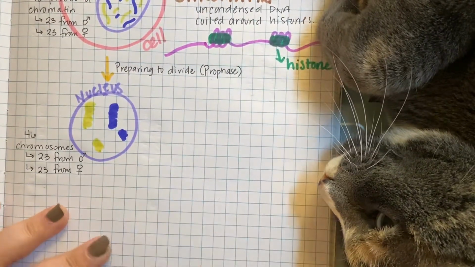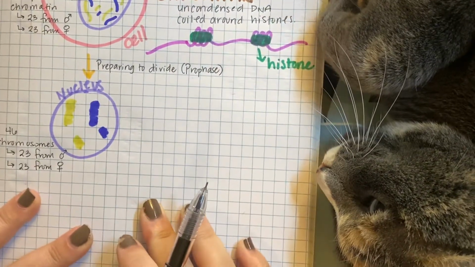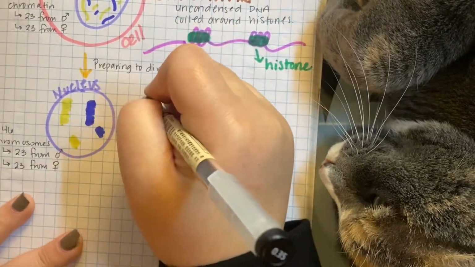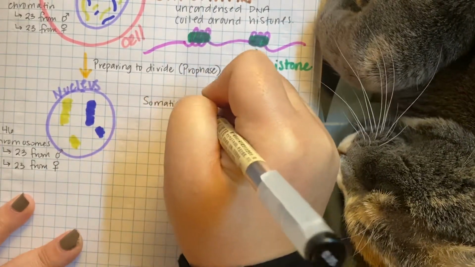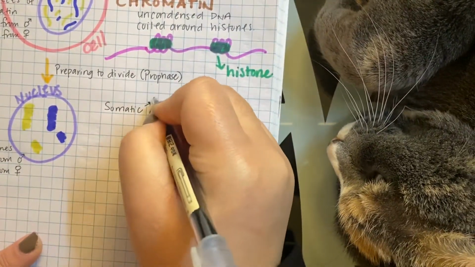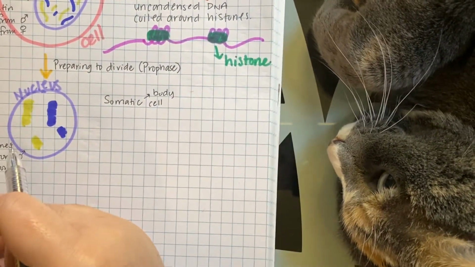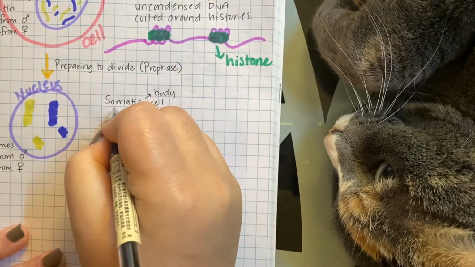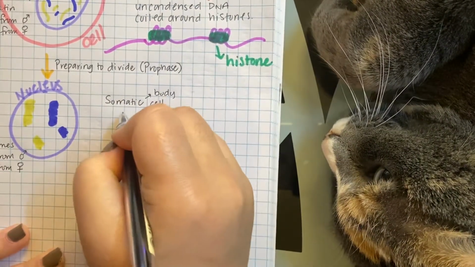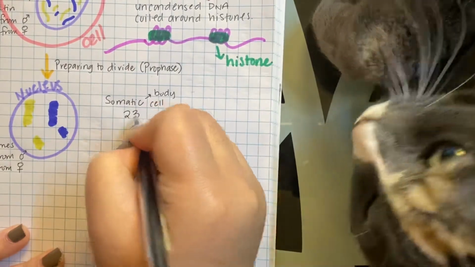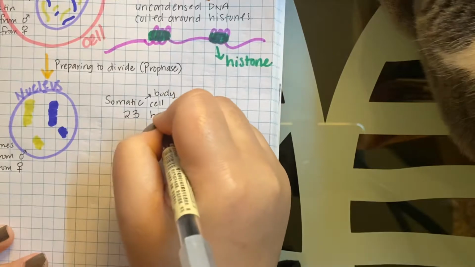So let's kind of go over how we refer to chromosomes. In a somatic cell or a body cell, so anything that's not a sperm or an egg cell, all somatic cells have 46 chromosomes. Meaning you have what we call 23 homologous pairs.